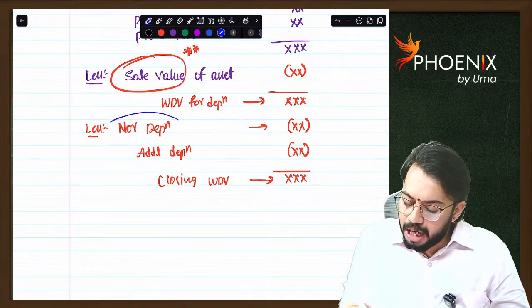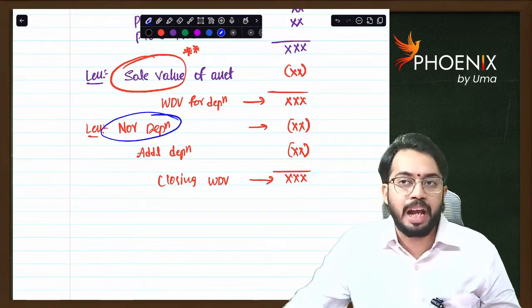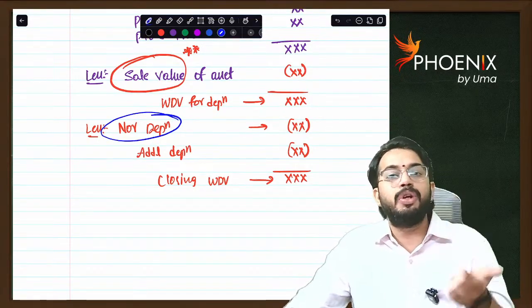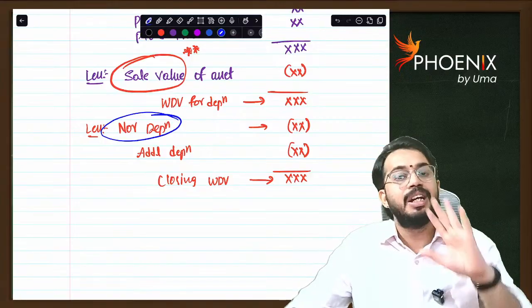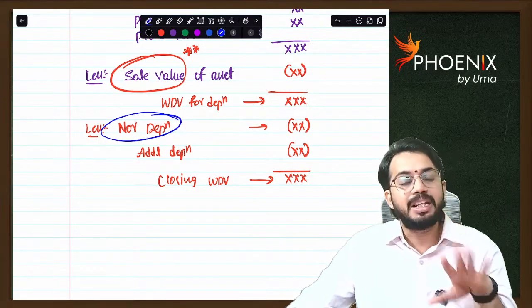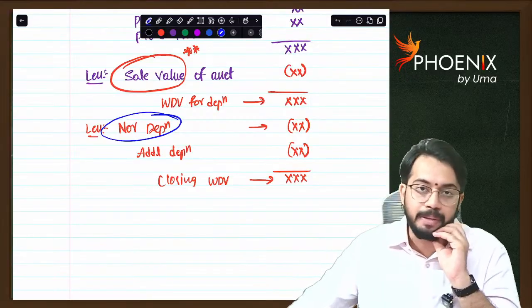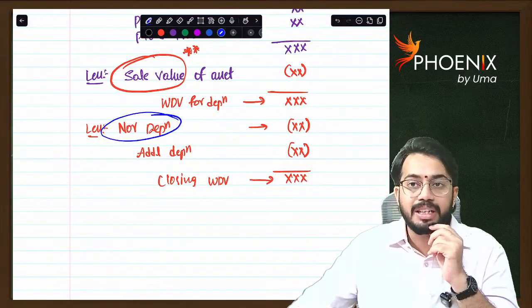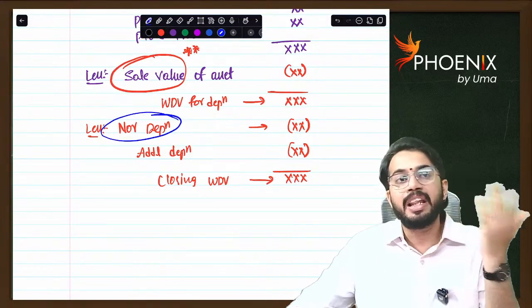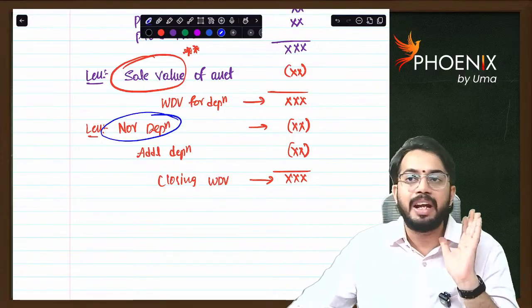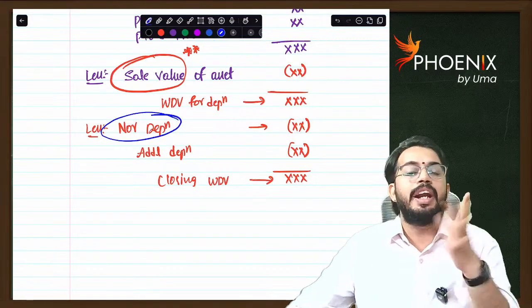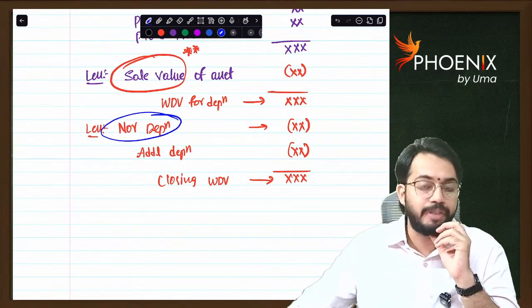Normal depreciation, I have already explained to you how to calculate. First year, asset put to use for greater than or equal to 180 days, you will calculate full rate. First year, asset put to use for less than 180 days, you will calculate half rate of depreciation. From second year onwards, if asset is put to use for greater than or equal to 180 days or less than 180 days, you will calculate full rate of depreciation, normal rate of depreciation.